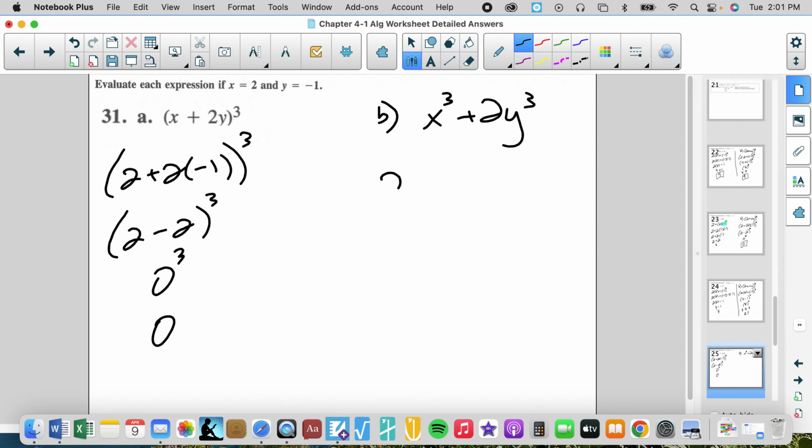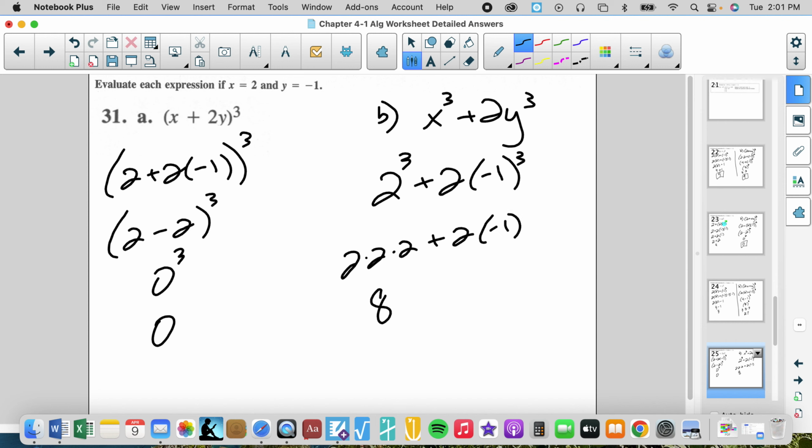And here we have 2 to the third plus 2 times the quantity -1 cubed. We'll do this exponent first. 2 to the third, which is 2 times 2 times 2, which is 8. Plus 2 times -1 times -1 times -1, which is 2 times -1. Let's do the multiplication, and then we'll do the addition and subtraction.